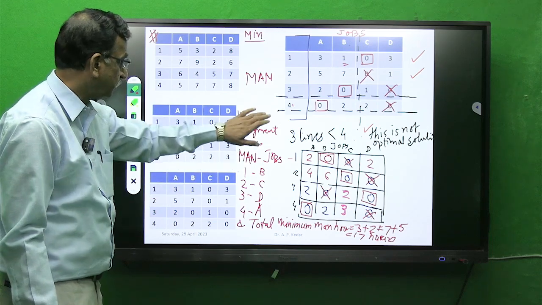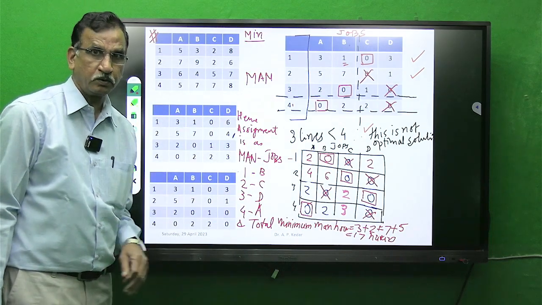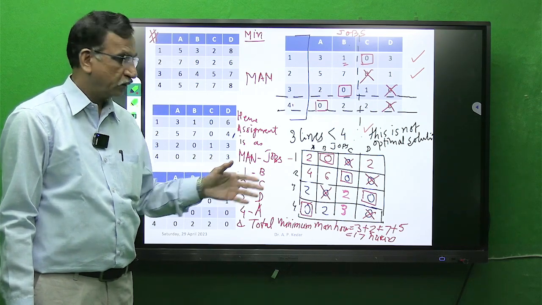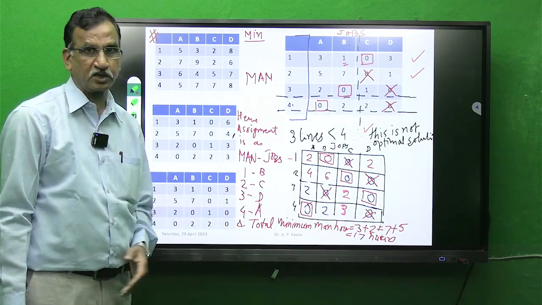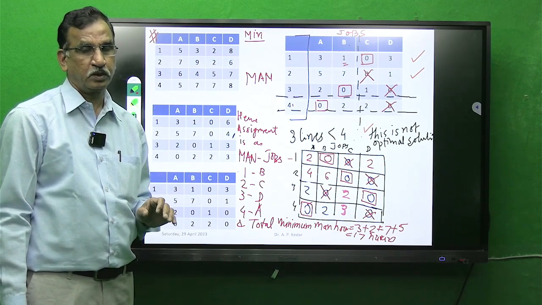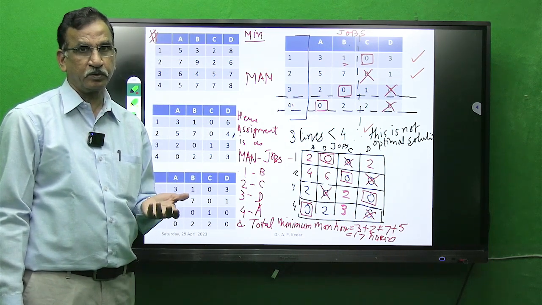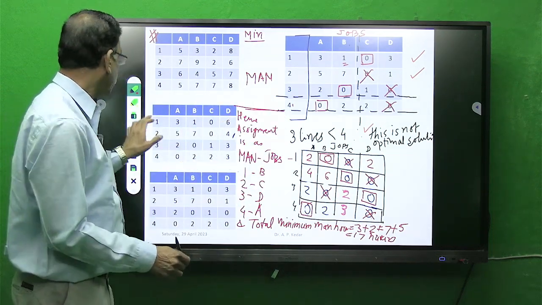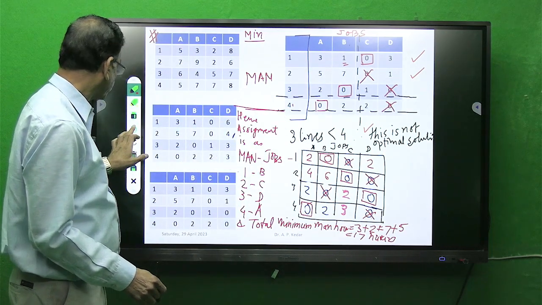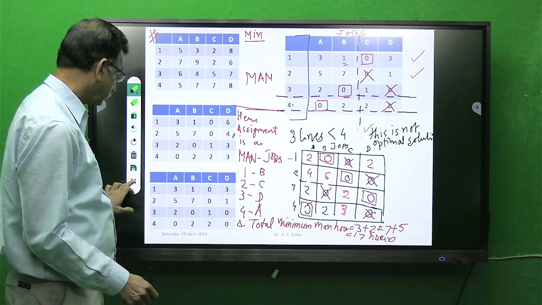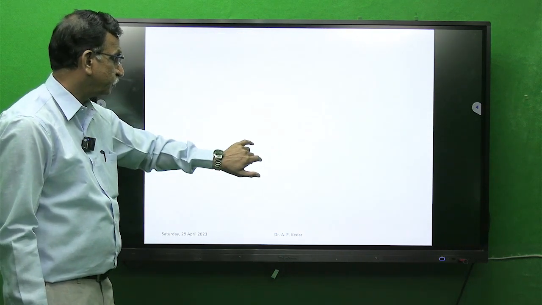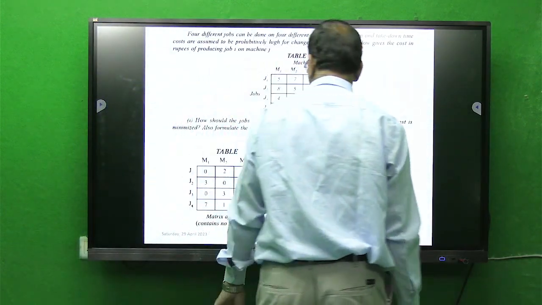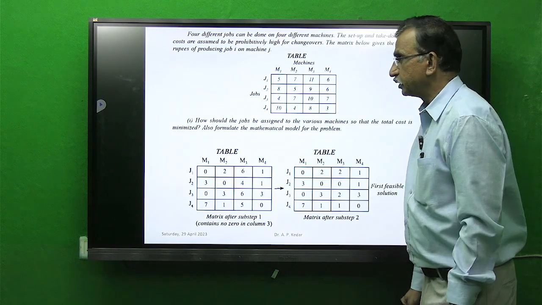Now let's move to another problem. Got it? Here you have to try multiple problems. Once you understand the steps, implement those steps, and your mastery will come only if you solve a number of problems. Now, switch over to a further problem. See this problem.